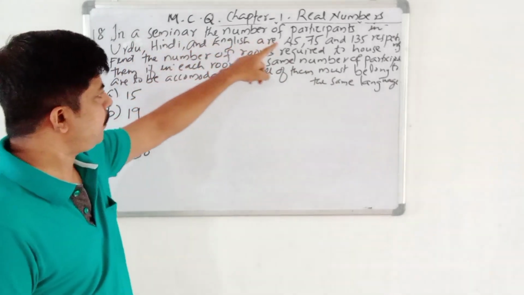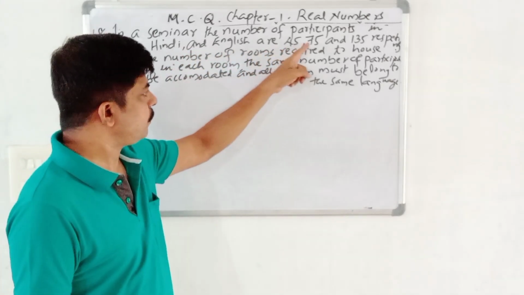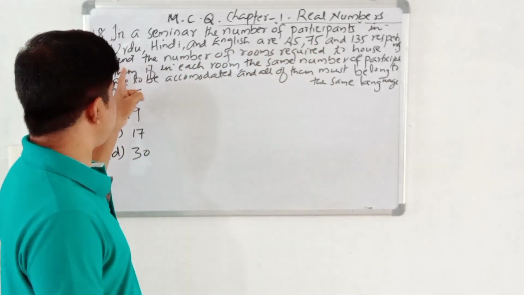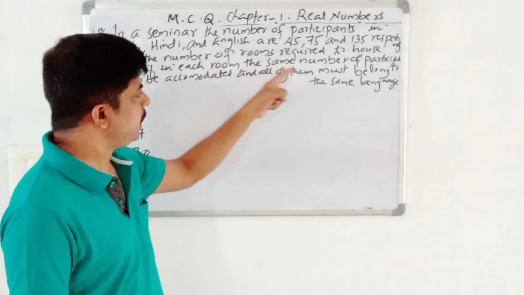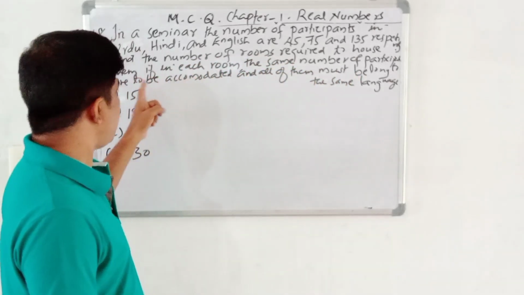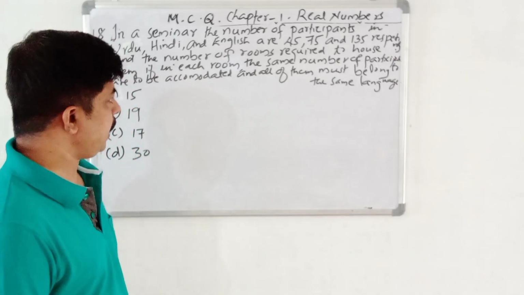In a seminar, the number of participants in Urdu, Hindi and English are 45, 75 and 135 respectively. Find the number of rooms required to house them if in each room the same number of participants are to be accommodated and all of them must belong to the same language.